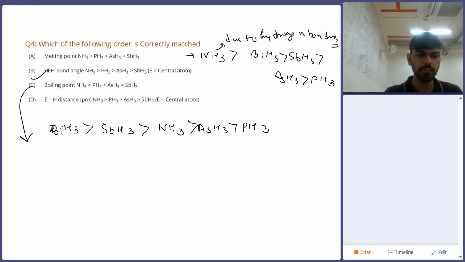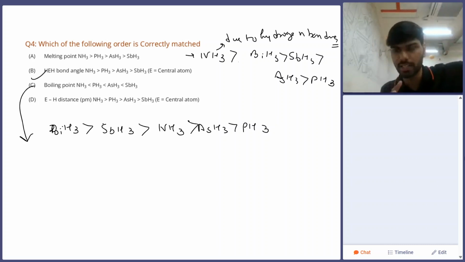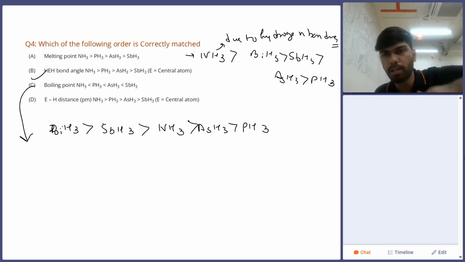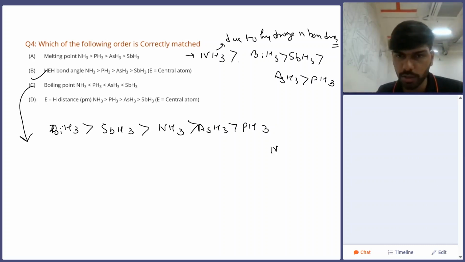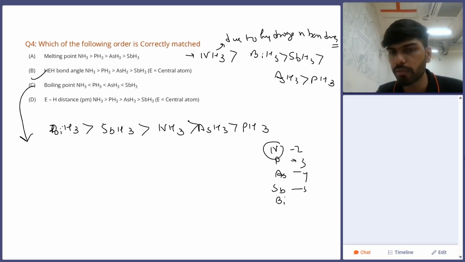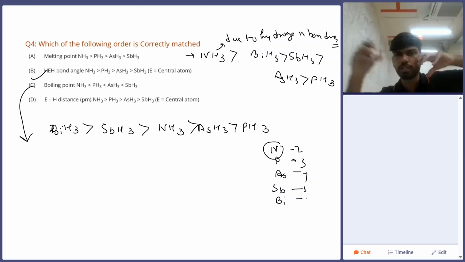Now the distance part. If you look at the electronegative atom to hydrogen distance, that is NH3, PH3, AsH3, SbH3. So the larger the size, the larger the distance. Nitrogen, phosphorus, arsenic, antimony and bismuth: nitrogen belongs to the second period, this is third, then fourth, fifth, and hydrogen is first. So distance is used now.